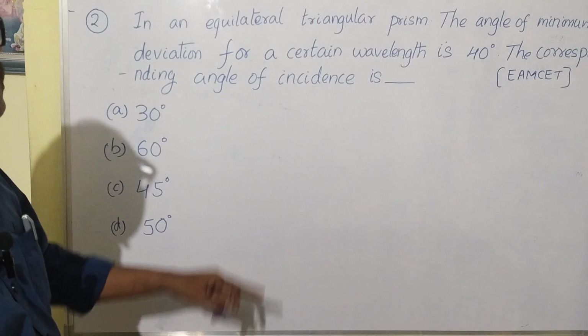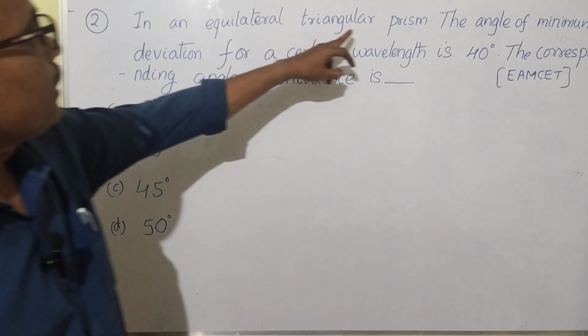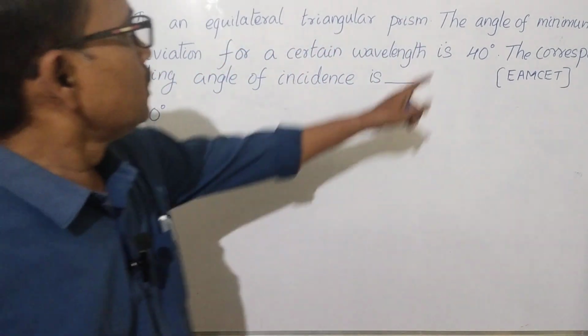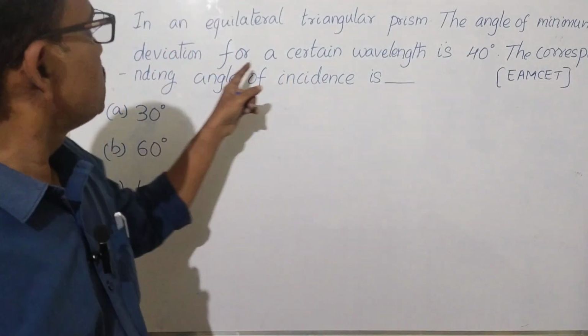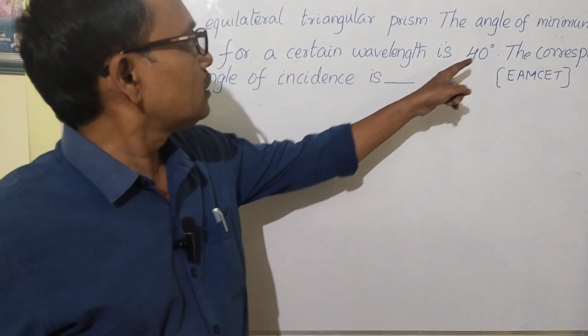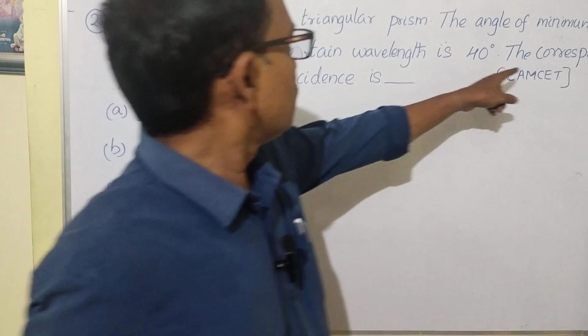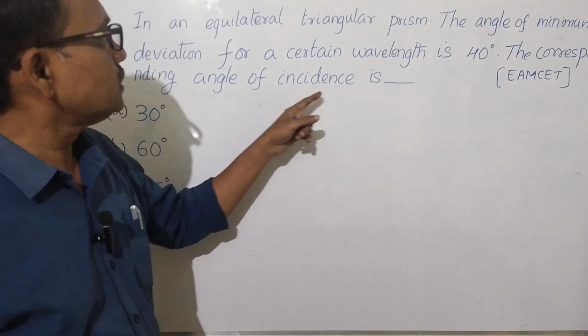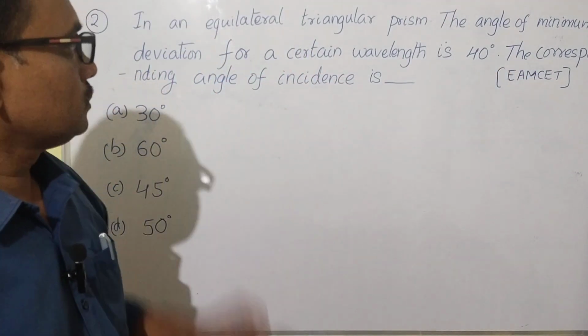In an equilateral triangular prism, the angle of minimum deviation for a certain wavelength is 40 degrees. The corresponding angle of incidence is how much, is what is being asked.